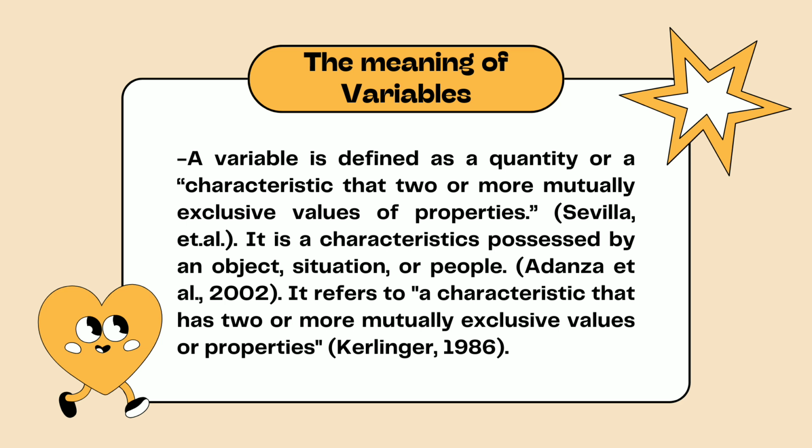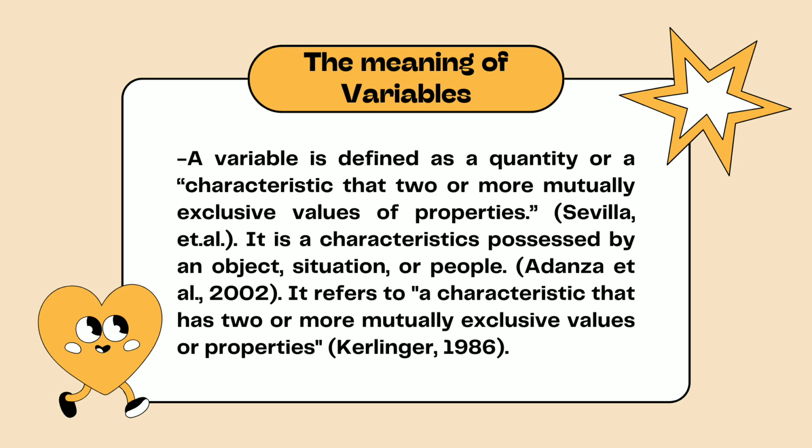A variable is defined as a quantity or a characteristic that has two or more mutually exclusive values or properties by Sevilla et al. It is a characteristic possessed by an object, situation, or people by Adenza et al. 2002. It refers to a characteristic that has two or more mutually exclusive values or properties by Kerlinger 1986. So here, Sevilla and Kerlinger have the same meaning of variables.